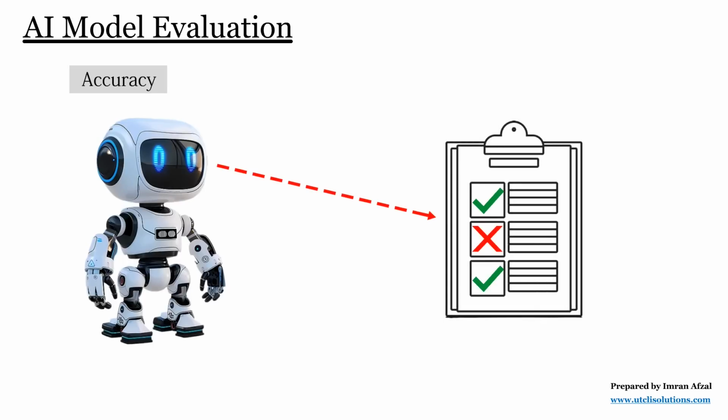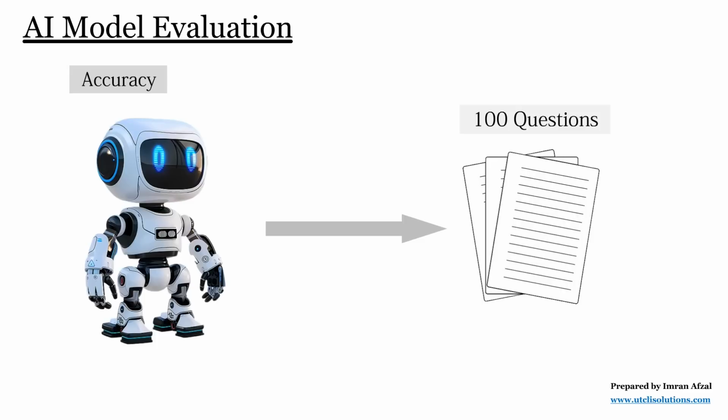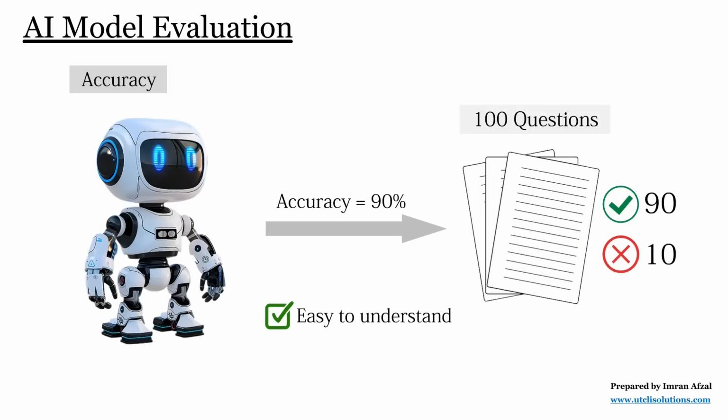There are many types of metrics. Let's start with accuracy. Accuracy is the most basic metric. It tells us how many times the model was correct. For example, if we test the model with 100 questions and it answers 90 of them correctly, then the accuracy is 90%. This is easy to understand and very useful when we have clear yes or no types of problems.